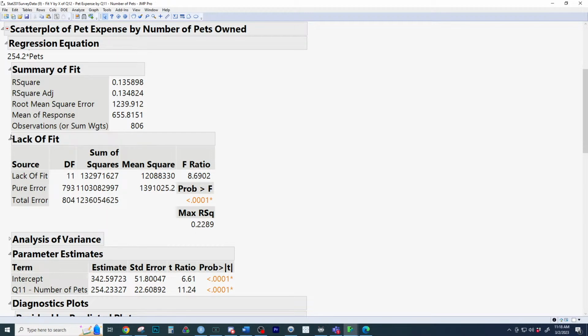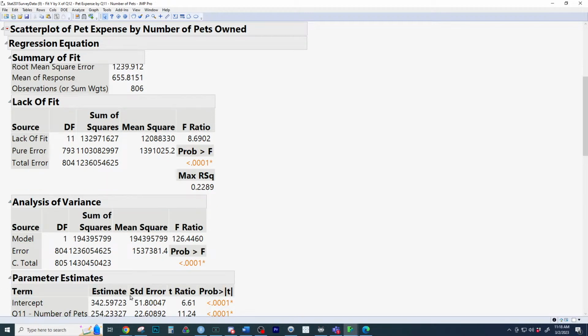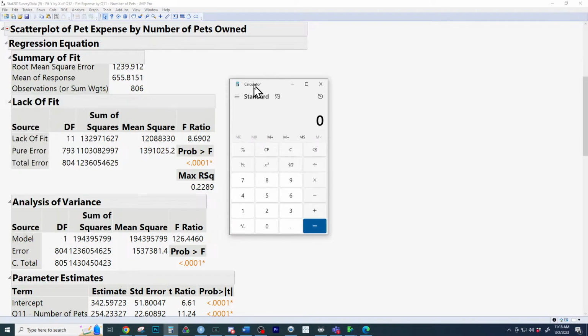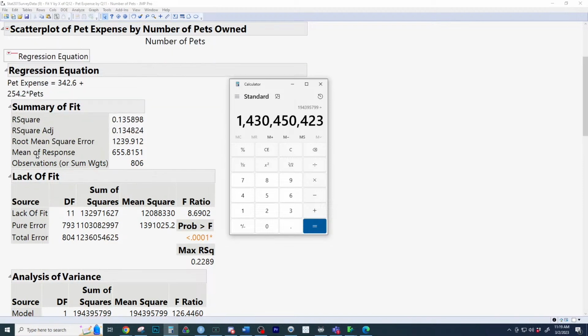Don't include the lack of fit or ANOVA. Yeah, the ANOVA and lack of fit are different things. What's interesting is you can take the amount of sums of squares we reduce right here, and watch this. This is a fun trick. I'm going to solve this in my head. That's about 0.135898. Oh, look at that.